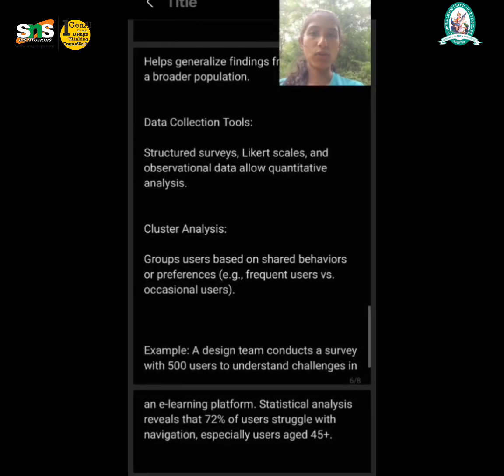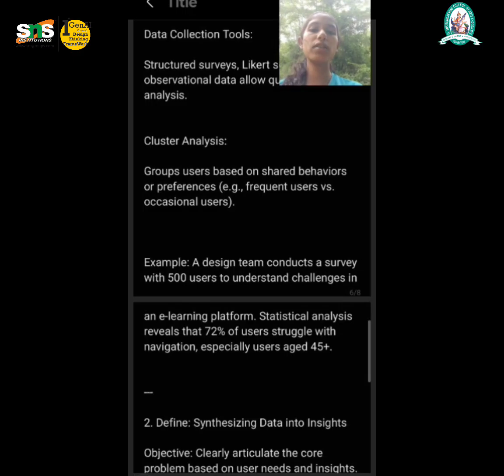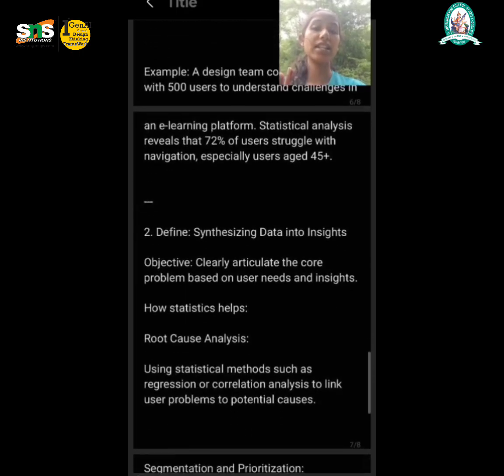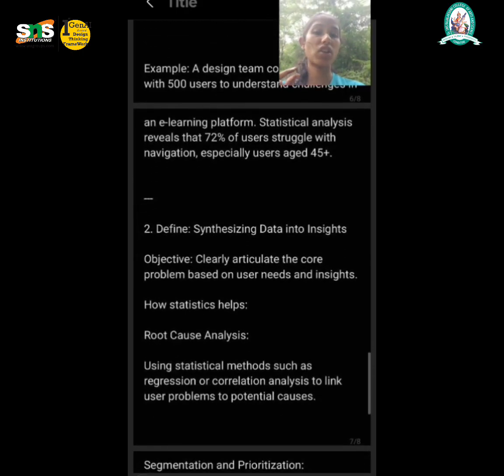Data collection tools: structured surveys, Likert scales, and observation data allow qualitative data analysis. Cluster analysis groups users based on shared behaviors or preferences. Example: a design team conducts a survey with 500 users to understand challenges in an e-learning platform. Statistical analysis reveals that 72% of the users struggle with navigation, especially users aged 45 plus.